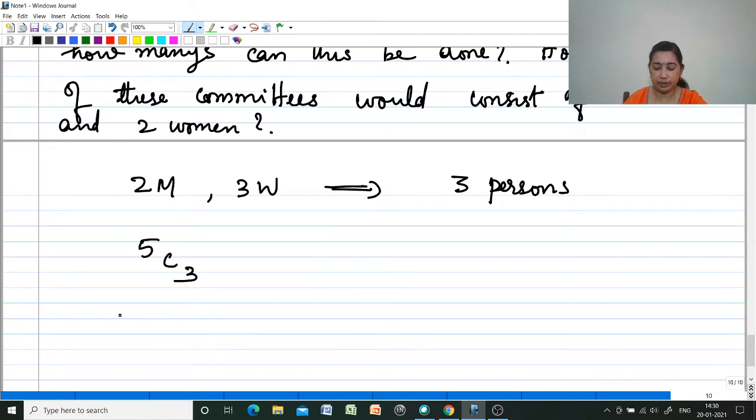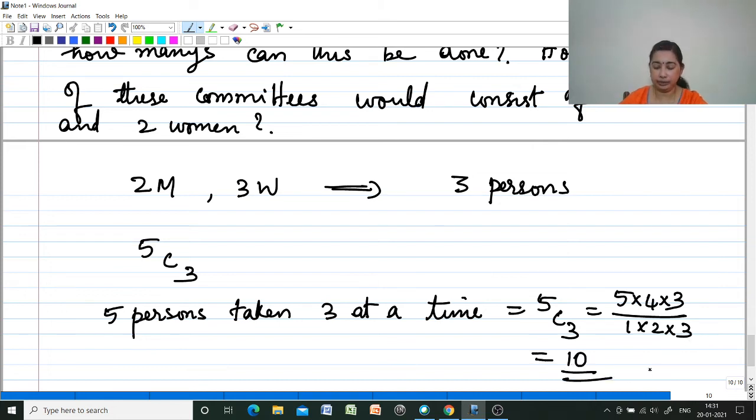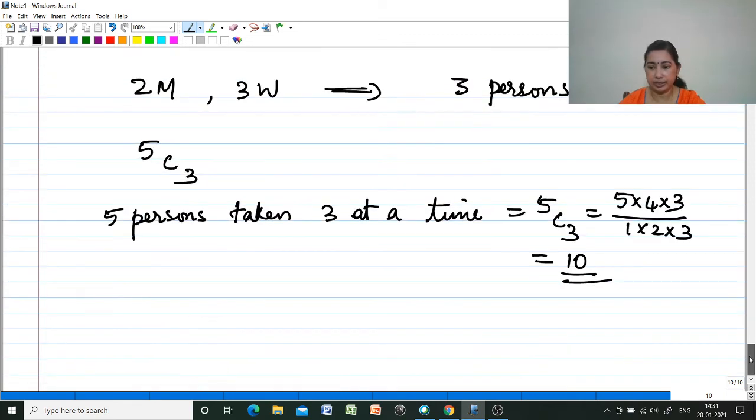So how can we write this? 5 persons taken 3 at a time is equal to 5C3, and that is 5 into 4 into 3 by 1 into 2 into 3. Then common terms can be cancelled. The answer will be 10. So there are 10 ways of selection.